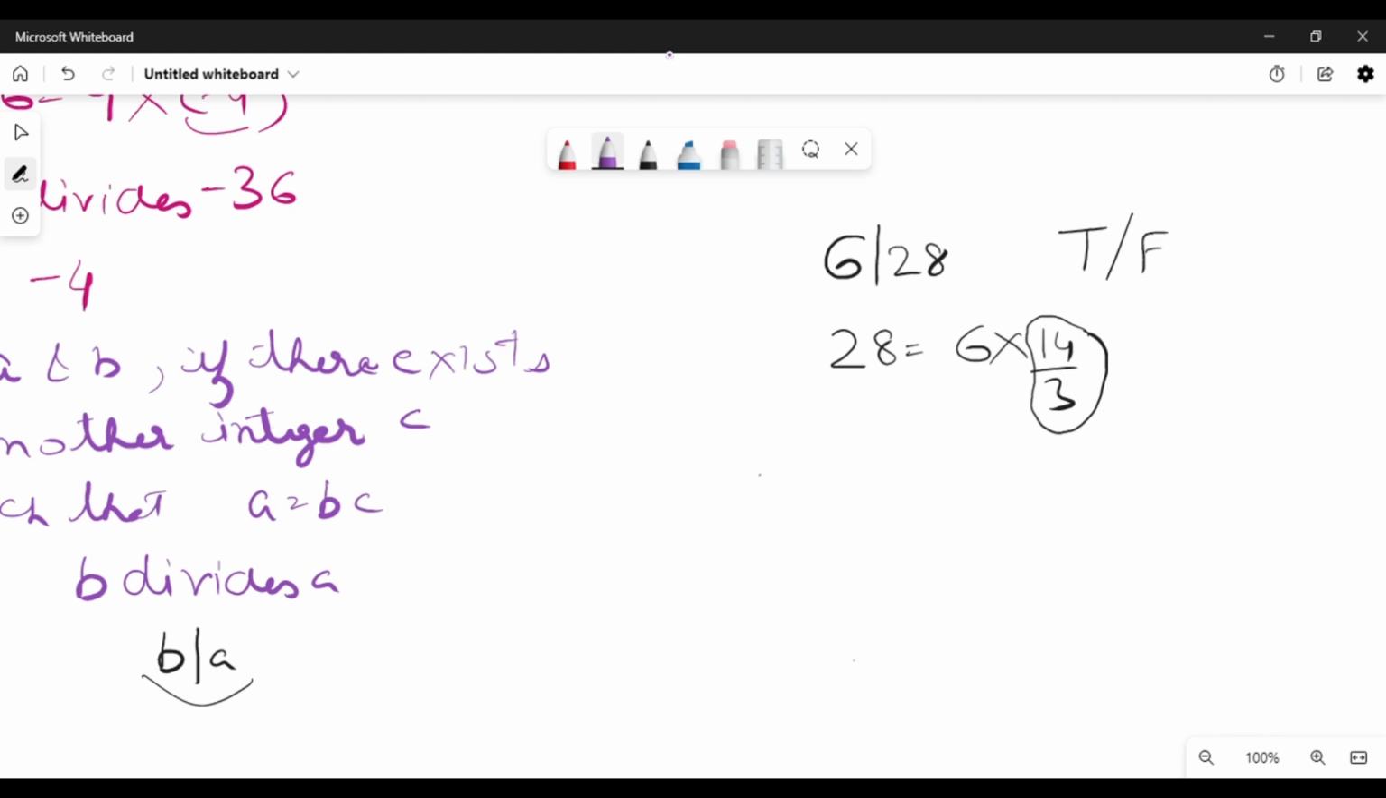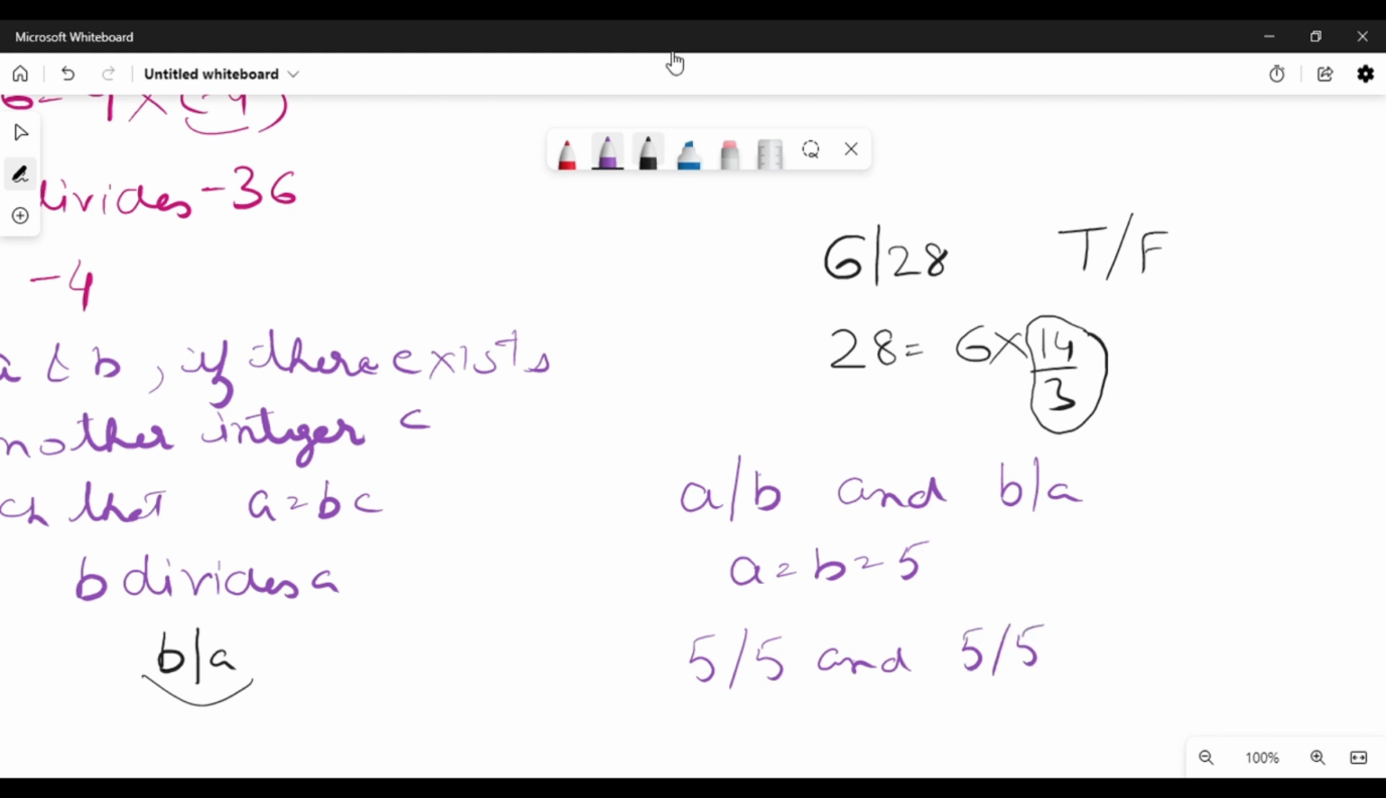Now let us discuss another important fact. What will happen if you get the result a divides b and b divides a? This is possible only if a is equal to b. Say if a is equal to b is equal to 5, then I have 5 divides 5 and 5 divides 5. But if the question comes into your mind, if they are different, then is this possible?